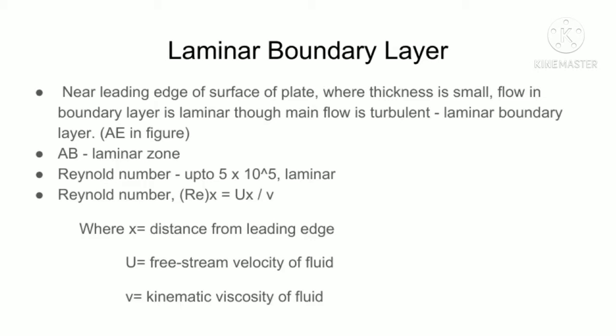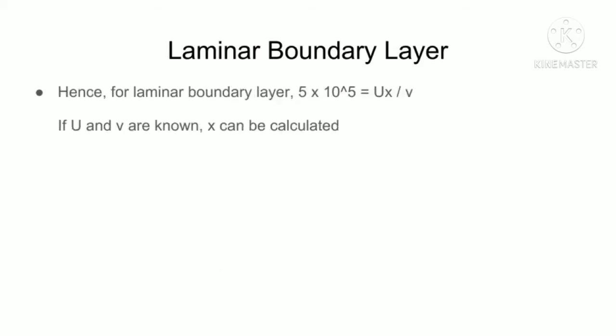Reynolds number is given by ux by v, where x is the distance from the leading edge, u is the free stream velocity of fluid, and v is the kinematic viscosity of fluid. We have Reynolds number equal to 5 into 10 raised to 5. So we have the equation 5 into 10 raised to 5 equal to ux divided by v. Hence, for laminar boundary layer, 5 into 10 raised to 5 equal to ux by v. If u and v are known, x can be easily calculated.